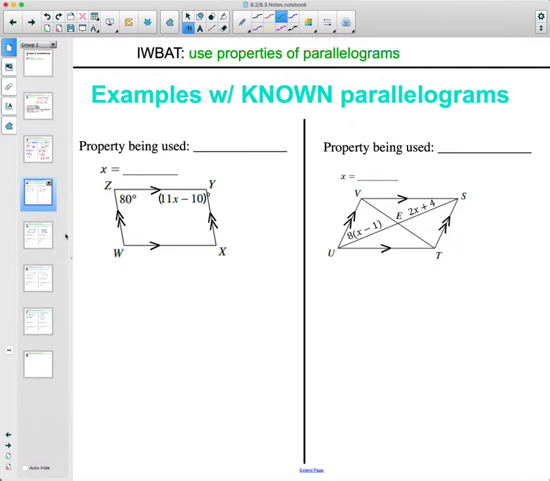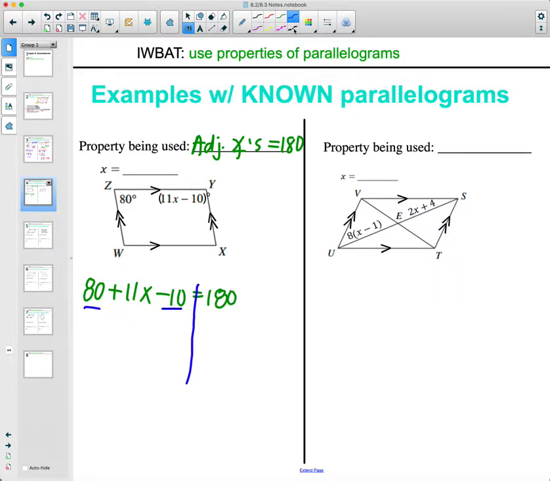All right, next one. Do I have sides, angles, or diagonals? This time we have angles again. These two angles are next to each other. So this one is that we have adjacent angles and they equal 180 degrees instead of each other. So now we're going to add these two together to equal 180 degrees.